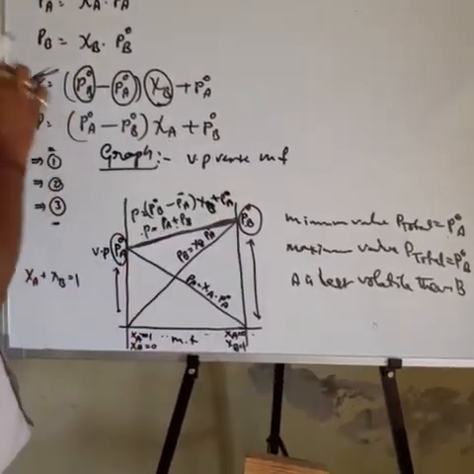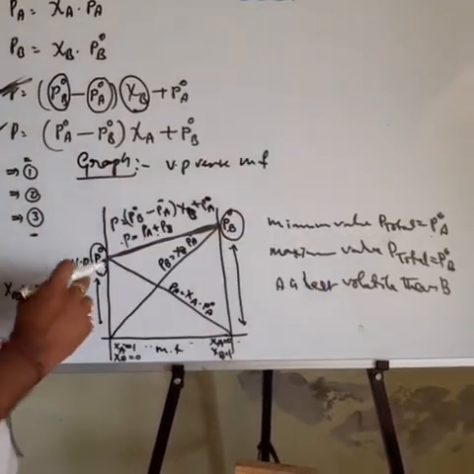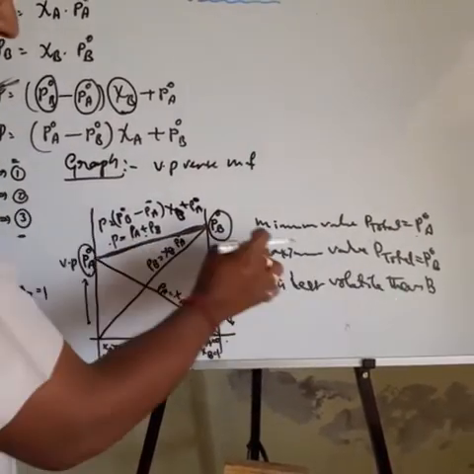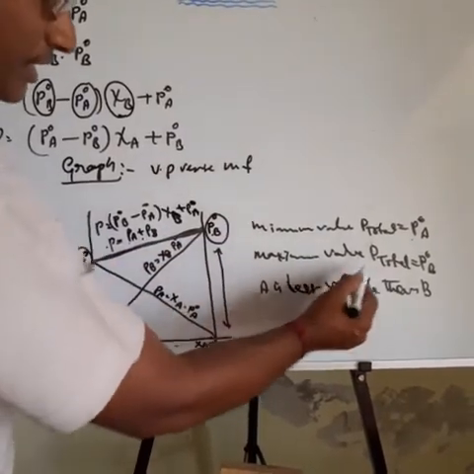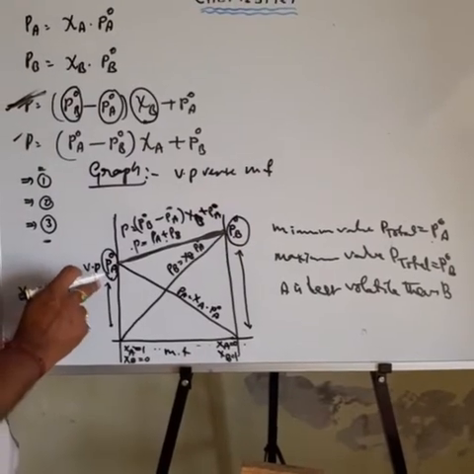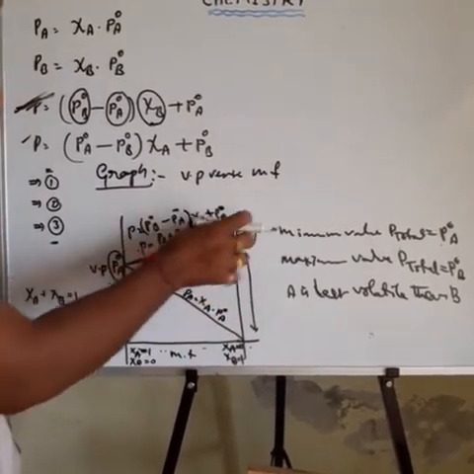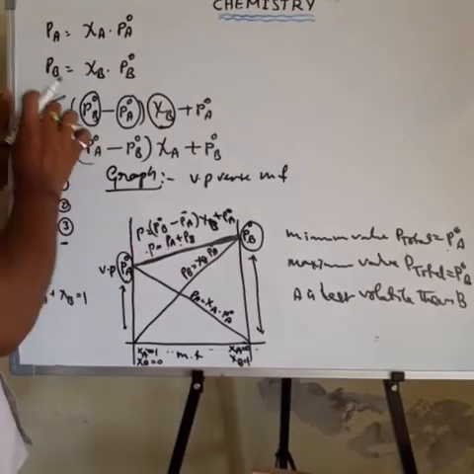This graph belongs to this equation. So here P naught A is the minimum value of total pressure, and the maximum value of total pressure is P naught B. Here A is less volatile than B. That's why A is less volatile, meaning less vapor pressure. B is more volatile, meaning more vapor pressure. This is the total pressure of the solution. This graph belongs to this equation.